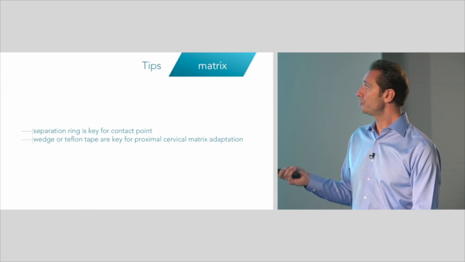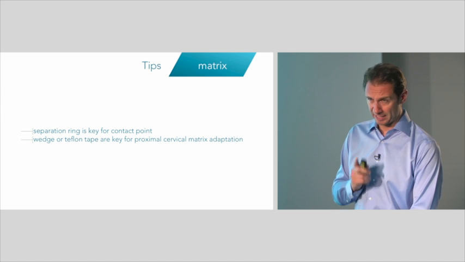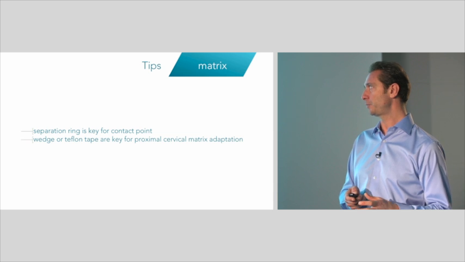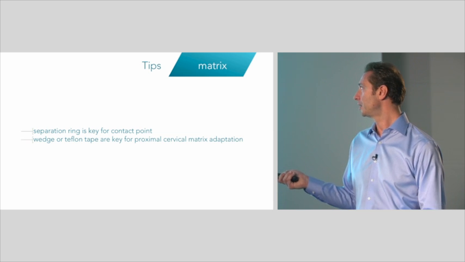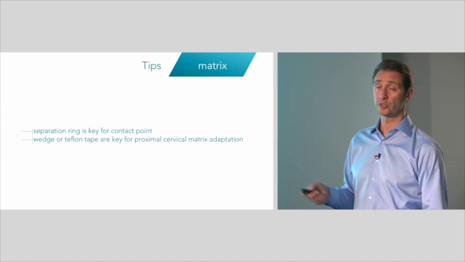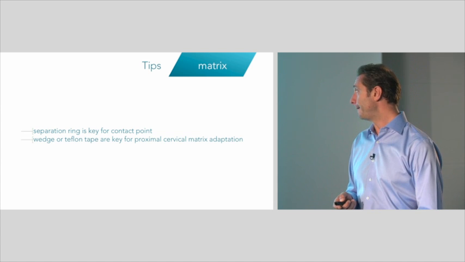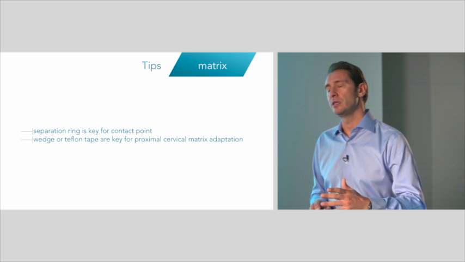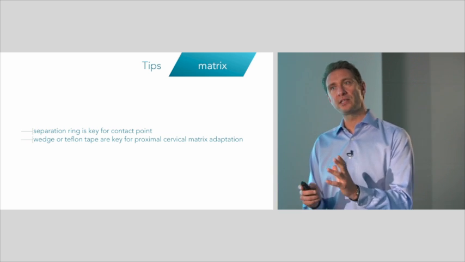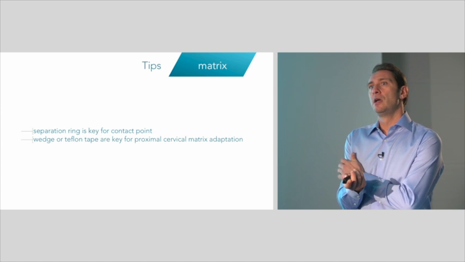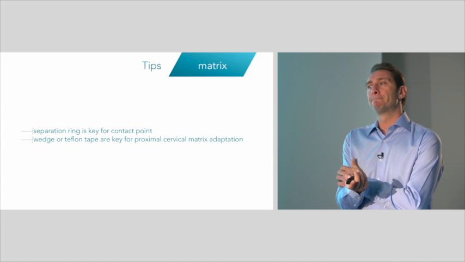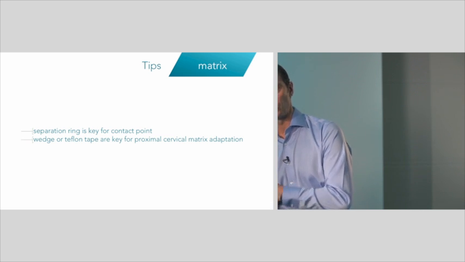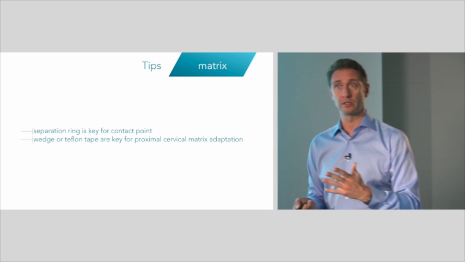Now, in relation to contact points, I really want to stress that the separation ring is key for the contact point, and that the wedge or Teflon tape should be key for the proximal cervical matrix adaptation. Many times people use the wedge as a means of separating the teeth, but the potential of the wedge is overestimated. The pressure of the wedge will drop during the procedure.